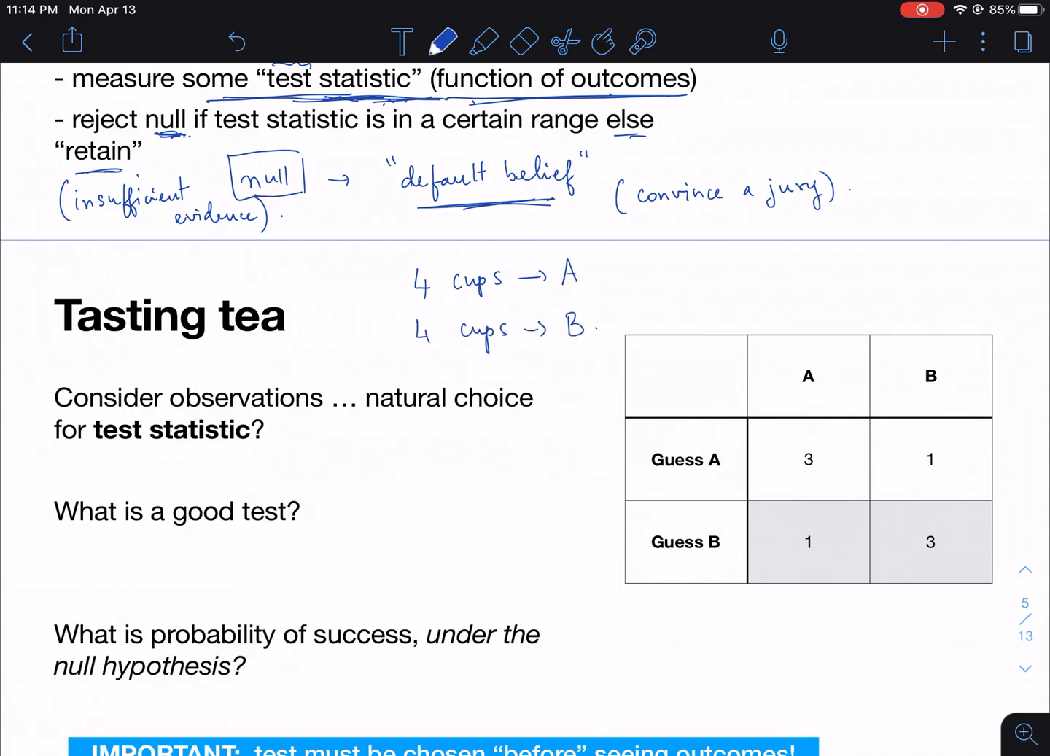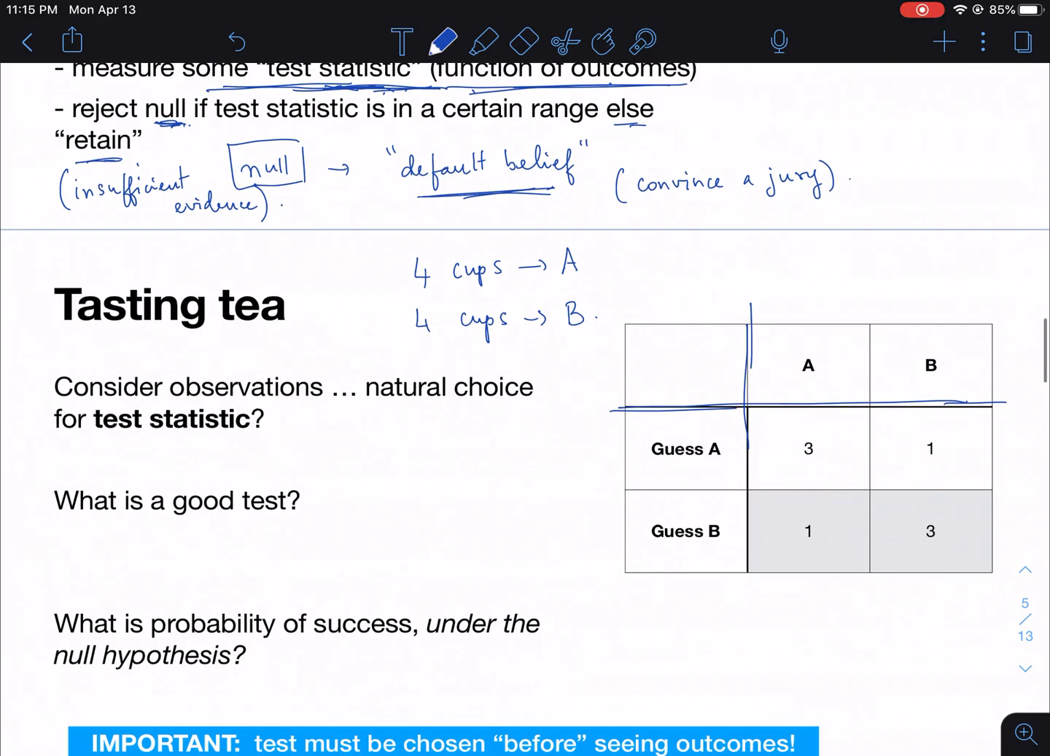The lady knows this fact, and then she is asked to identify the 4 that are A and 4 that are B. So what does an outcome look like? I've drawn a very detailed view of the outcomes. The columns here correspond to the true values. Out of cups that are actually of type A, how many did the lady guess to be of type A? That's written over here. And how many did the lady guess to be of type B?